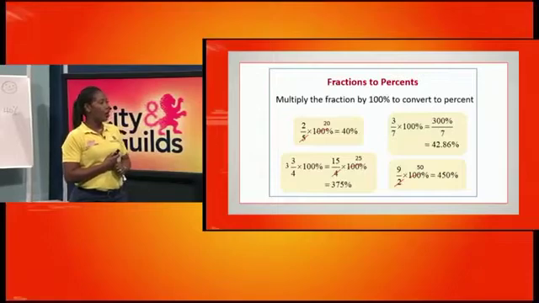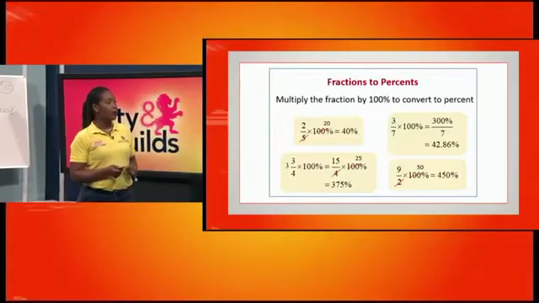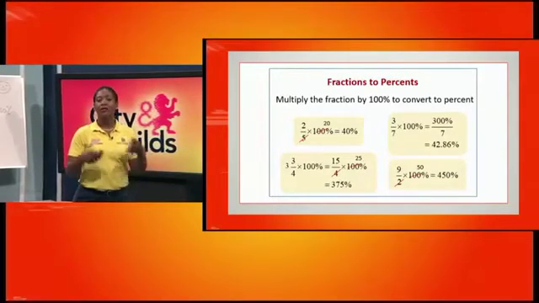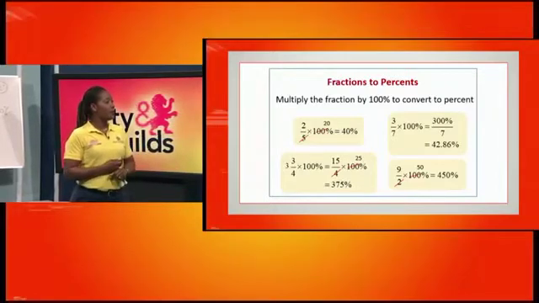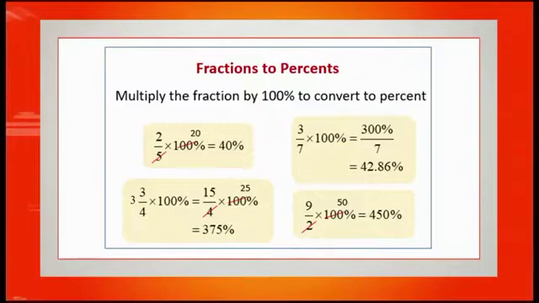Let's multiply by 100. So we have 2/5, we're multiplying by 100 because percentages is out of 100. And you would simplify where possible for 2/5. 5 can be factorized out of the 100 20 times. 20 times 2 gives us 40. So it's 40% there.